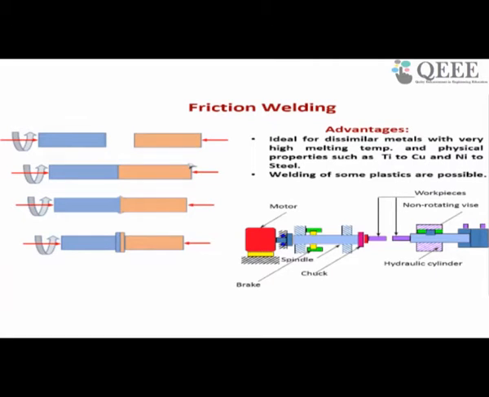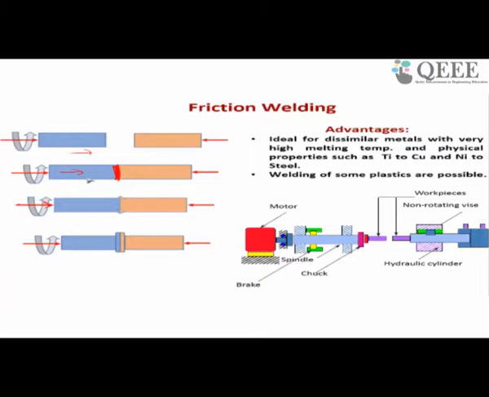In friction welding, what happens? The two pieces to be joined will be brought together like this. Then you have to rotate: one piece will be stationary, and the other will be rotated. Then the rotating piece will be brought to touch the stationary piece. Because of the lot of friction at the interface, it will soften the material. Once you soften the material, in that condition you apply load.